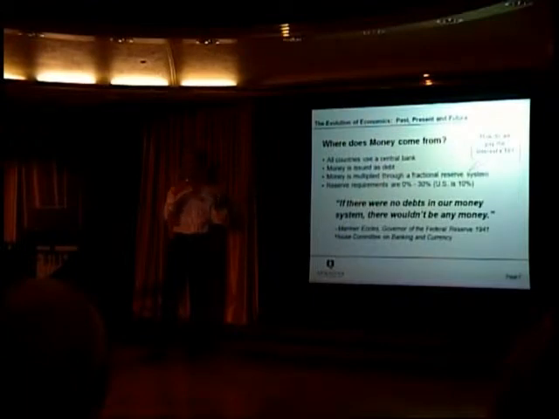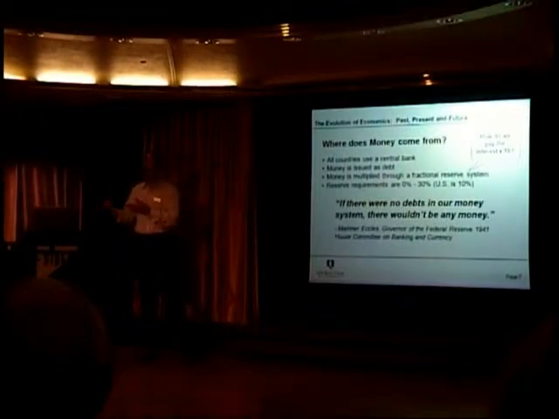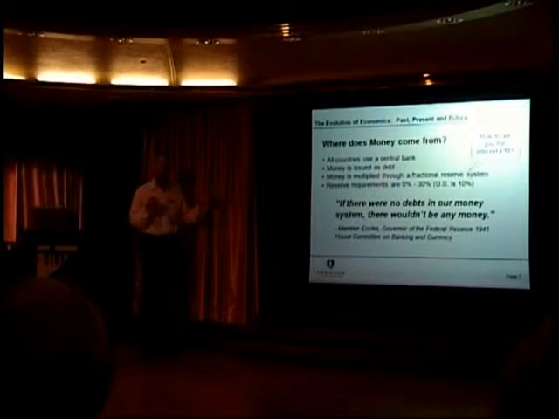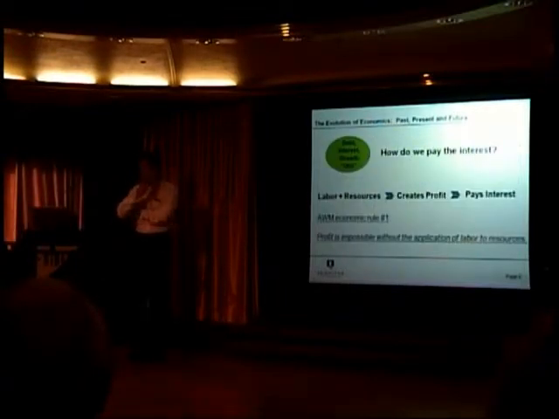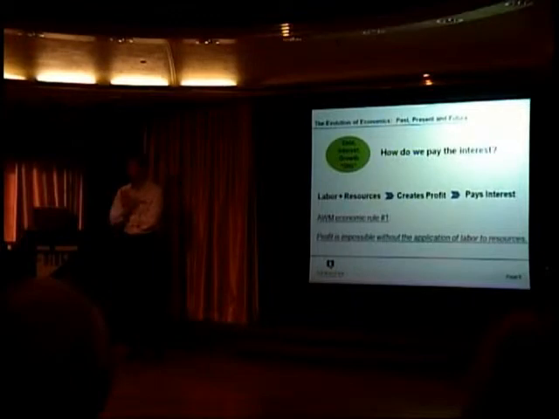So the banks have set up this monetary system that for use of it in our economy, that it facilitates trade and everything, we have to pay back interest. And the way we pay that interest back is through the creation of profit. So profit pays the interest. And I want to move on then to an economic rule that we have.